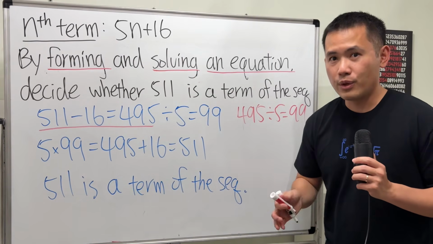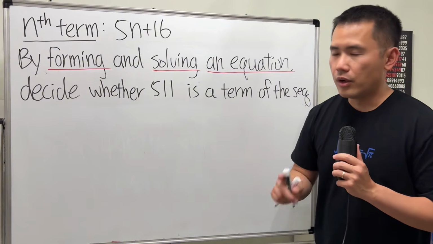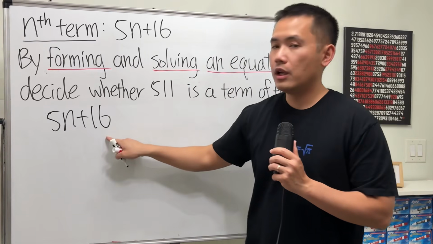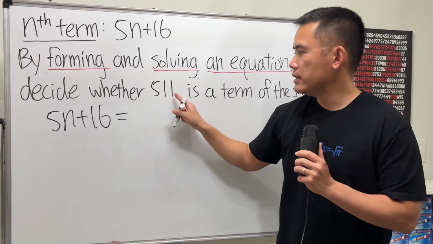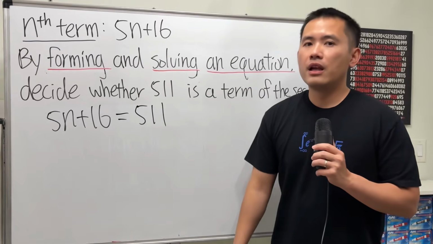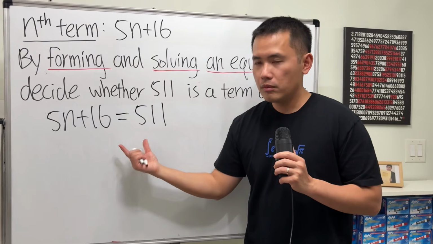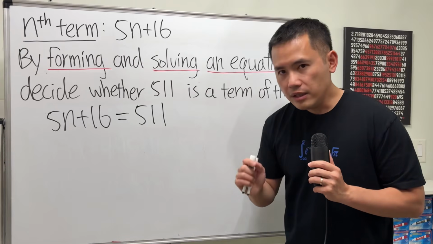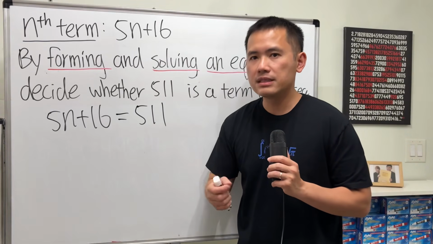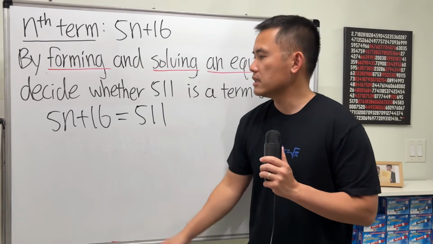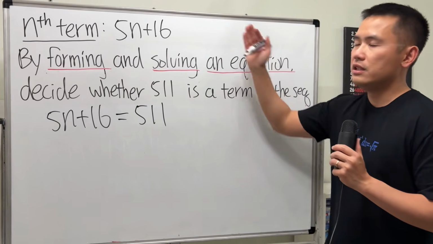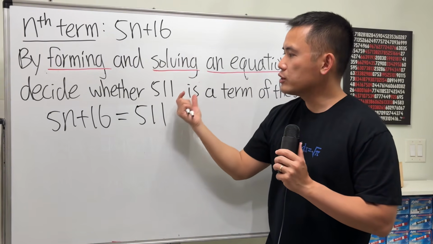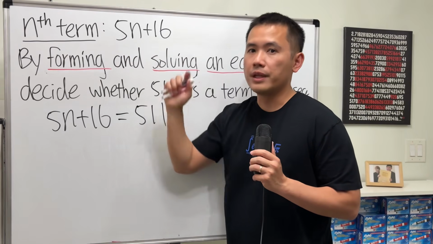So this is how the question is supposed to be done. So here's the deal. We have this formula here, 5n + 16. We are going to make this equal to this number, 511. And the goal is to solve this equation. As you can see, we have an equation here. And then we are going to solve it. And later on, if we can get n being a positive whole number, then we can conclude that 511 is a term of the sequence. Because remember, in order for a term to be in a sequence, it has to be a result when you plug a positive whole number into n.